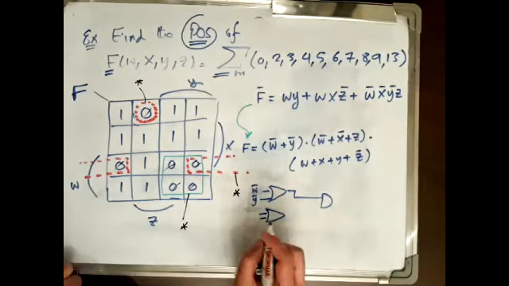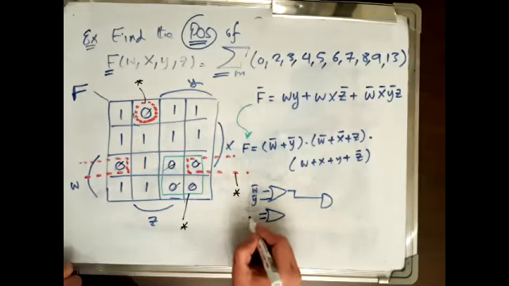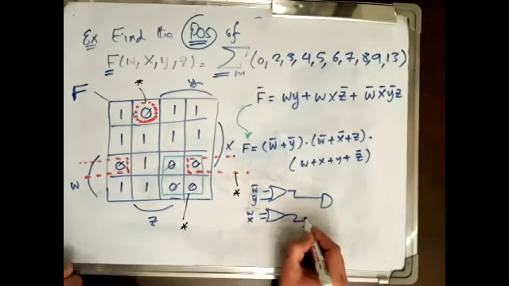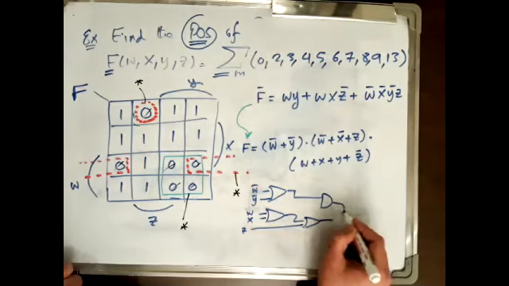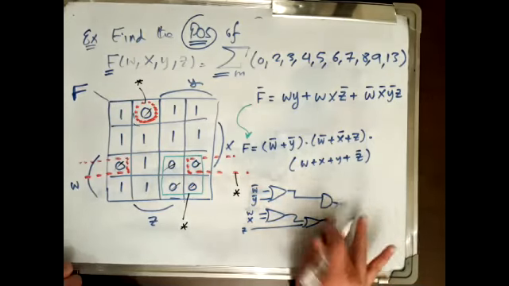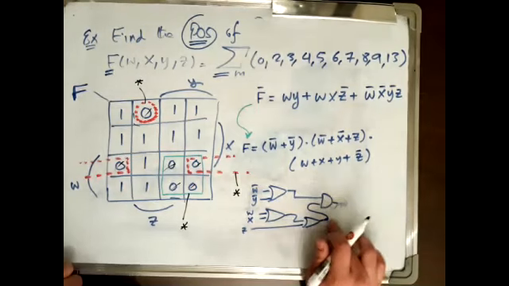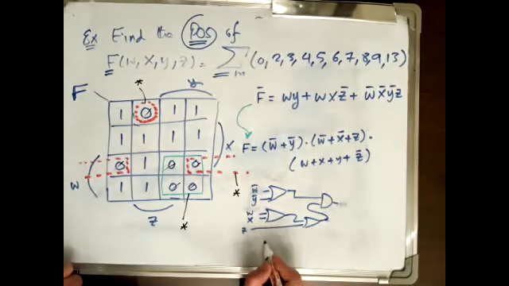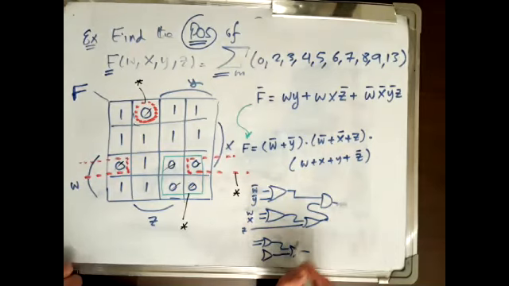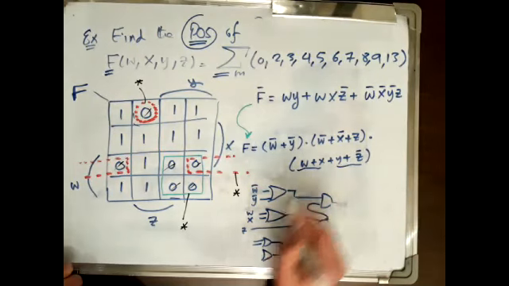With W, I will try to use two input gates only in order to do some comparison. WX ORed with Z. So you AND these, you AND these together. This is ANDed with this, ORed with this. Then you need two input OR gates, you OR them together, take these together, then you OR them.